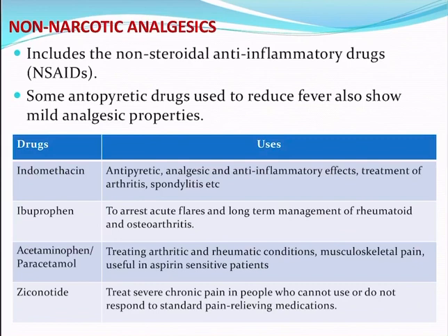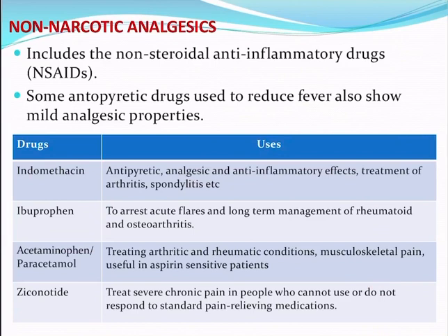And next is acetaminophen or paracetamol. Paracetamol is very famous in India also. We all have heard about it. Paracetamol, Dolo 650, paracetamol. That is a commonly taken medicine to get over fever. So what are the uses of this? Treating arthritic and rheumatic conditions and musculoskeletal pain, and it has been used as a substitute for aspirin for sensitive patients.